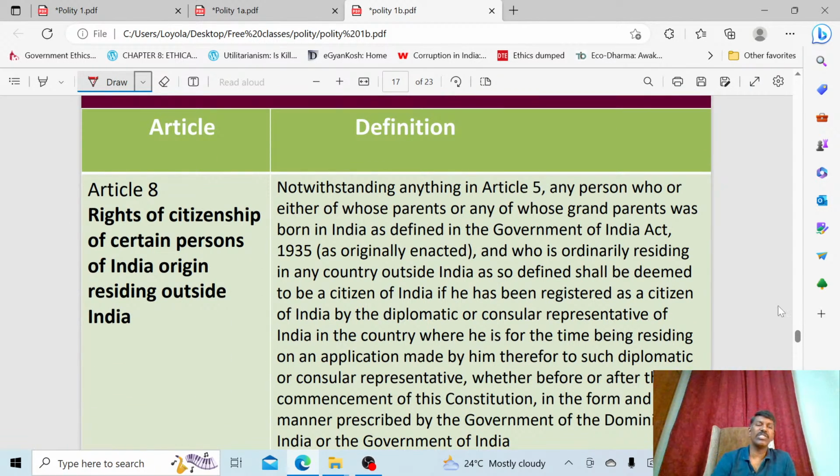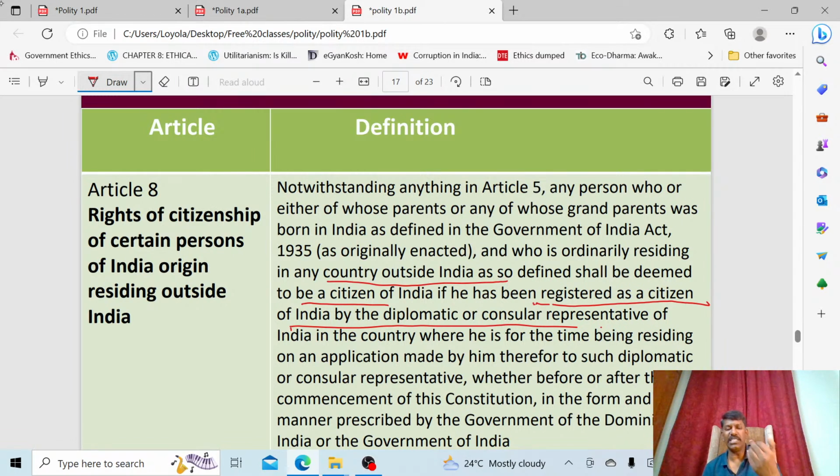Okay, one side. The next one, when I'm looking into the ideas of Article 8 of the Indian Constitution, I can say the provisions which are mentioned under Article 5, the way the person and his grandparents or parents migrated, as per the definition of Government of India Act 1935. On the basis of that, certain people who are ordinarily residing in a country outside India, or the person who shall be deemed to be a citizen of India if he has been registered as a citizen of India by the diplomatic and consular representative of India, the place wherever they are existing. Through the application format in the diplomatic presence or consular office, they can promote it.